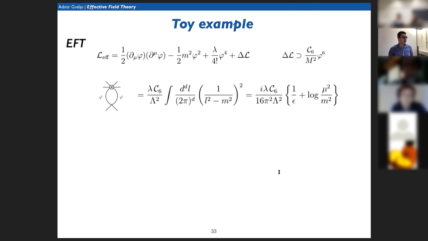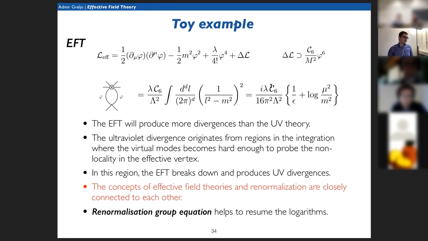Okay. So when you do this calculation in the EFT, you don't have the propagators of the heavy particles, right? You just have the light particles. So you don't get the log of the ratio. However, you get the divergence. The effective field theory will produce more divergence than the UV theory. Remember, in the UV theory, the loop was finite, but here it's divergent.